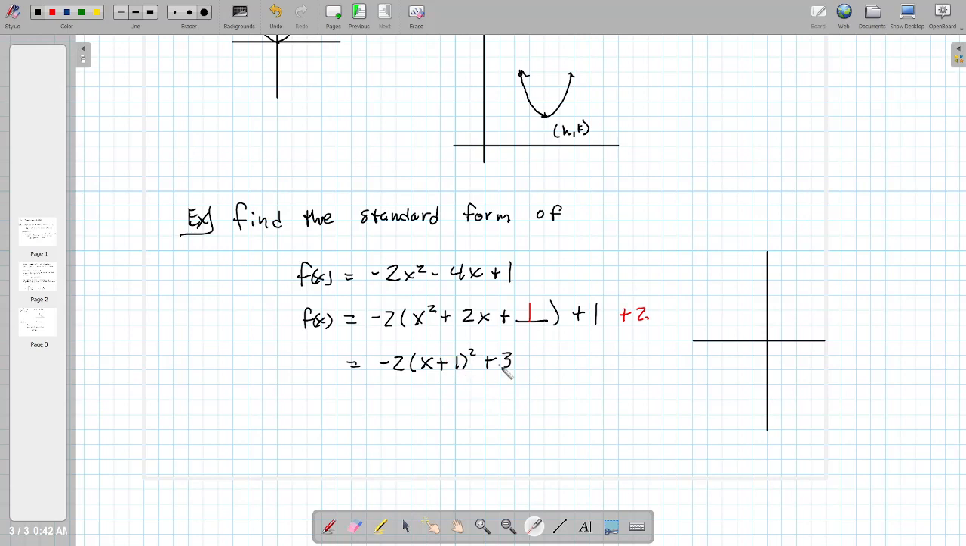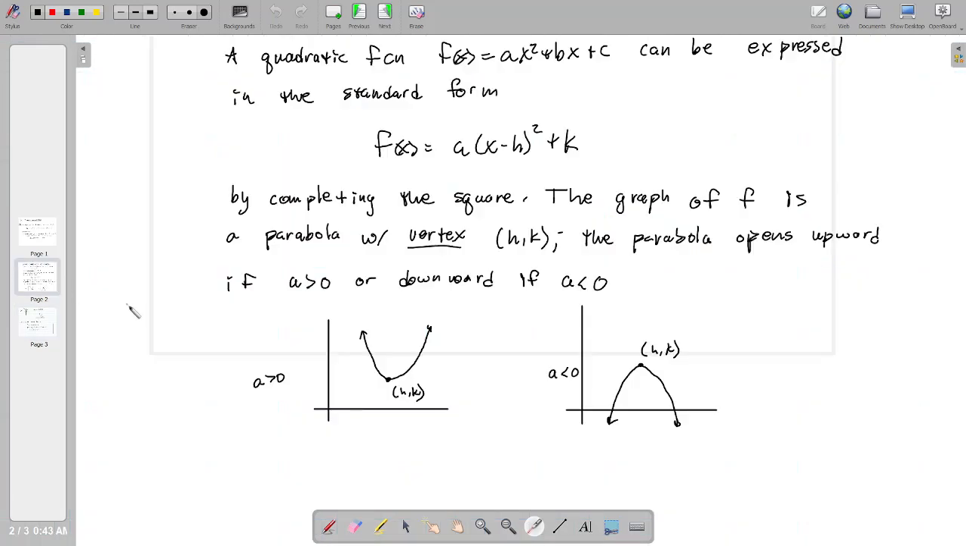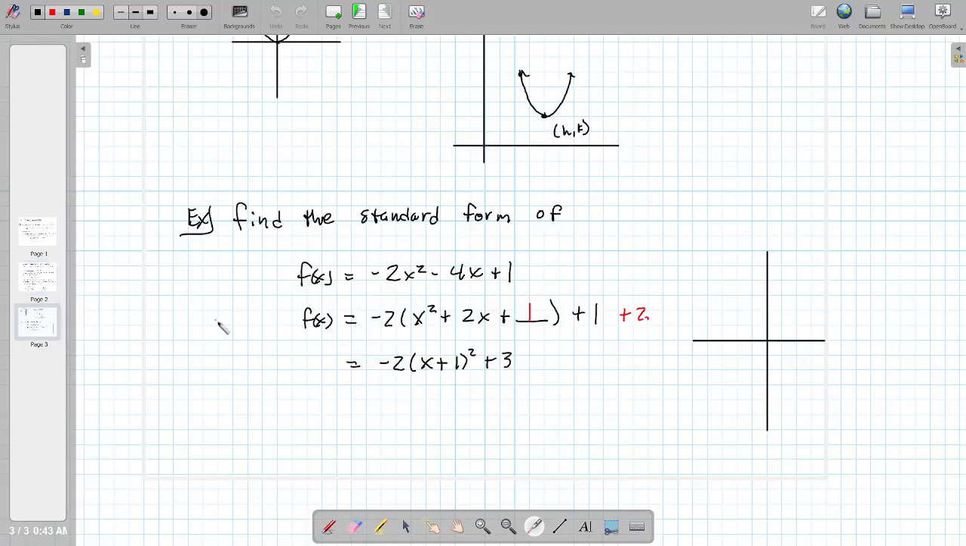So my hk, my vertex, is going to be at -1, 3. Remember that the formula has x minus h. A negative is a part of this form. So my h in our case is actually -1. So we're shifting to the left 1 and up 3 units. So we'll have a point here. That will be our vertex.